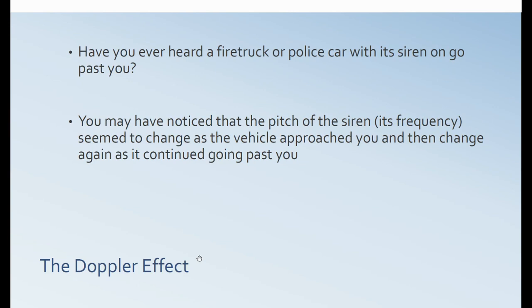When we're dealing with waves, we also deal with something called the Doppler effect. So maybe if you've been in your house or standing on the street and a fire truck or a police car with its siren on goes past you, you may have noticed that the pitch of the siren seems to change as the vehicle approached you and then changed again as it went past you. So as it's coming towards you, the pitch seems to get higher, and then as it goes away, it gets lower. Like one of the European sirens, it would go like Nee-naw, nee-naw as it's coming to you, and as it goes away from you, it gets lower. Well, what's going on here?